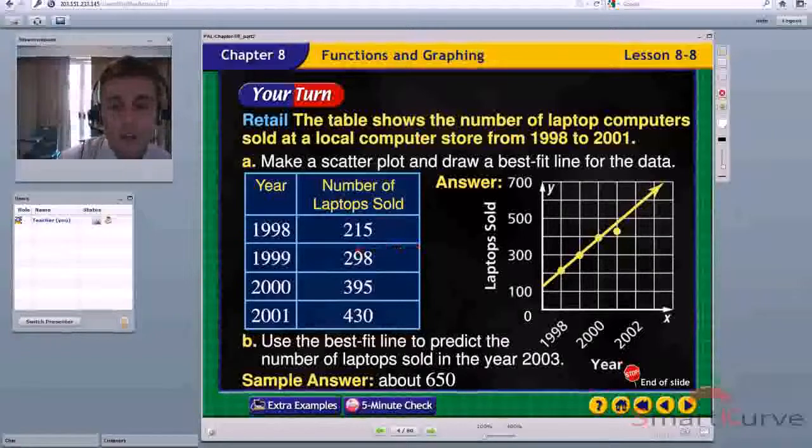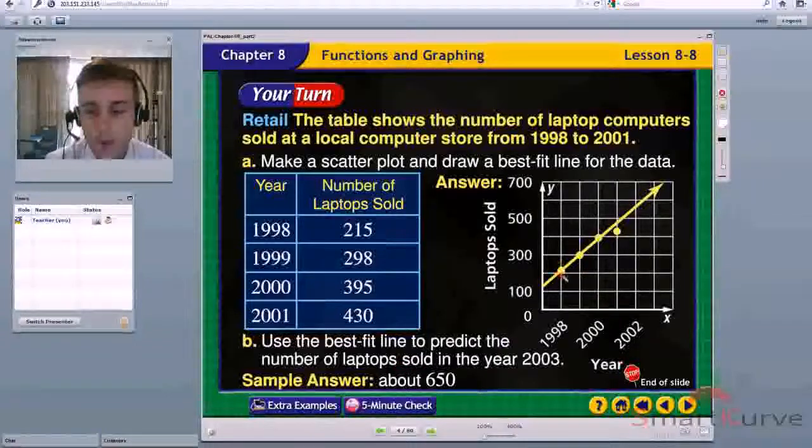The table shows the number of laptop computers sold at a local computer store from 1998 to 2001. Make a scatter plot and draw the best fit line. Use the best fit line to predict the number of laptops sold in the year 2003.